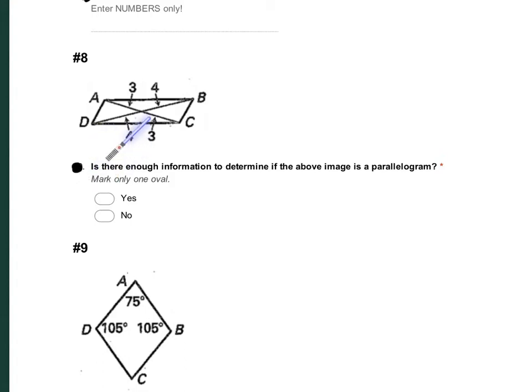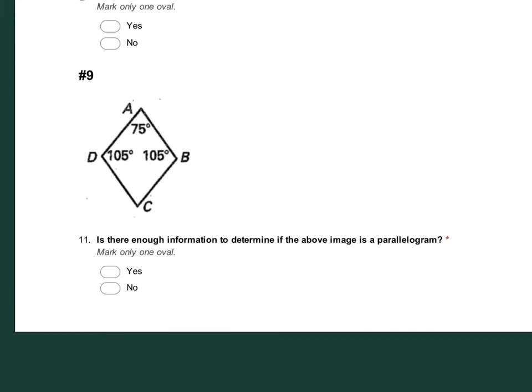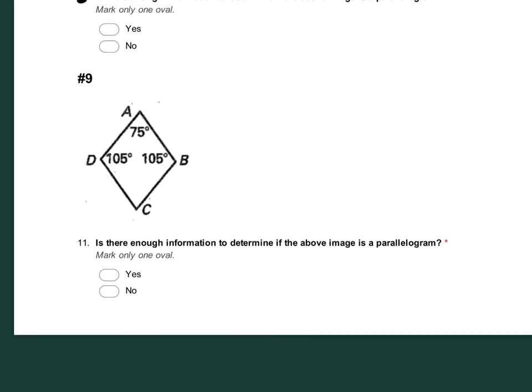These are pointing to the diagonals. So like B, this part here is 4, this part is 4, that part's 3, that part's 3. All right. Is this a parallelogram, yes or no? That's number 8. Number 9.